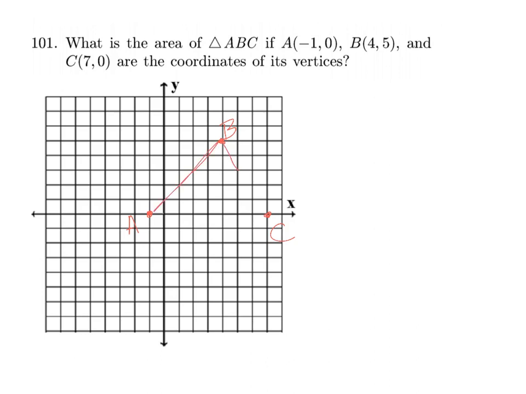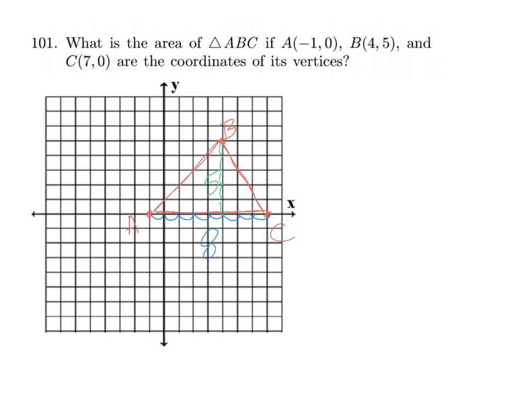Okay, so the base is horizontal. That's really nice. All right, and the base is how many units long? 5, 6, 7, 8. 8 units long. And what's the height? The height starts from the top going down. 1, 2, 3, 4, 5.